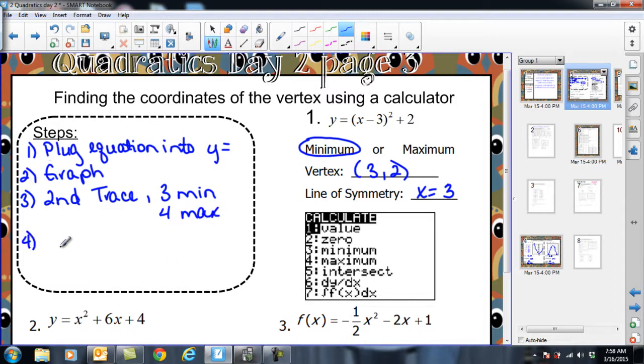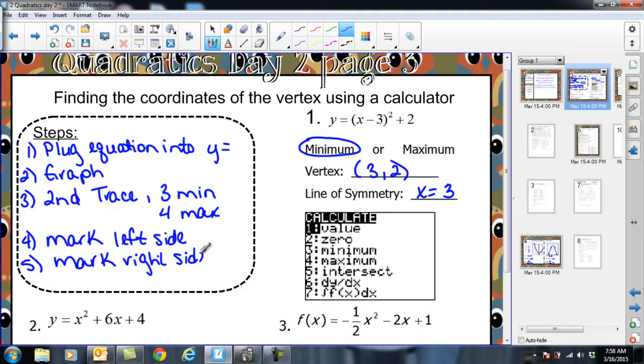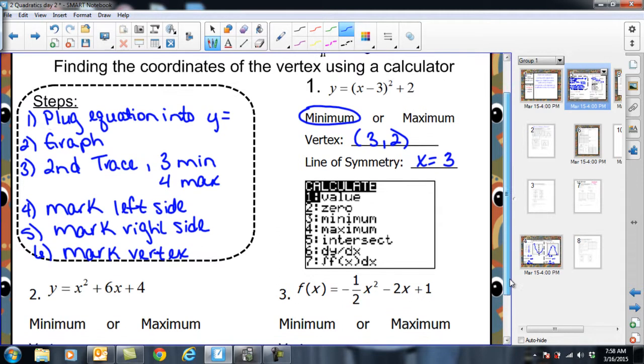Then number 4, you're going to mark the left side. Number 5, you'll mark the right side. And number 6, you mark the vertex, and it will give you where the maximum or the minimum are.